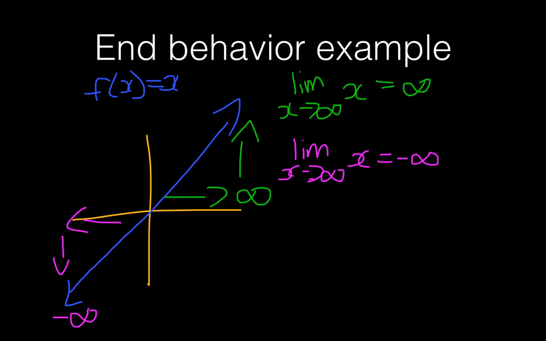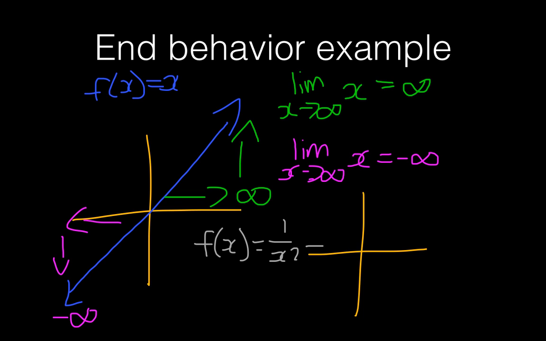Now, if we look at a different graph, let's say f of x equals 1 over x squared. This graph is going to result in something like this. So what's the end behavior of this? It doesn't look like this is moving down very much. It doesn't look like it's going to approach negative infinity. It certainly isn't moving up, so it's probably not going to approach positive infinity either. So let's take the limit.